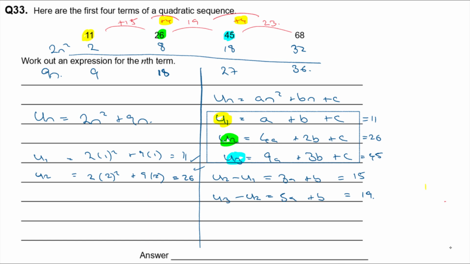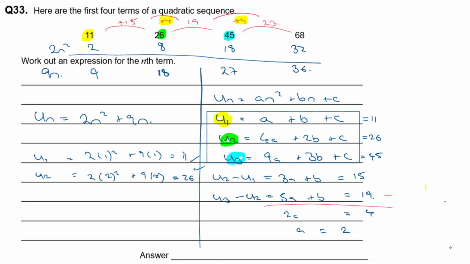But now I've only got 2 unknowns. I've got 3a plus b is 15 and 5a plus b is 19. So we can solve these 2 simultaneously just by subtracting one from the other. I'm going to subtract upwards because I've got the bigger one on the bottom. So 5a take away 3a is 2a, b take away b is zilch, and 19 take away 15 is 4. So I've got 2a is 4, so a must be 2.